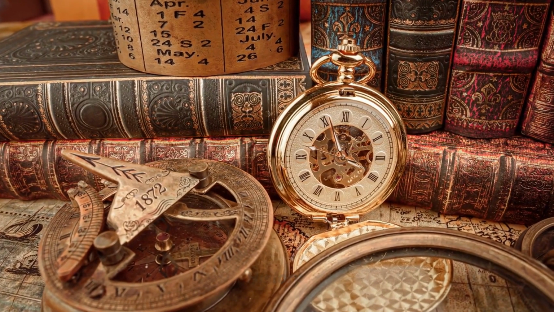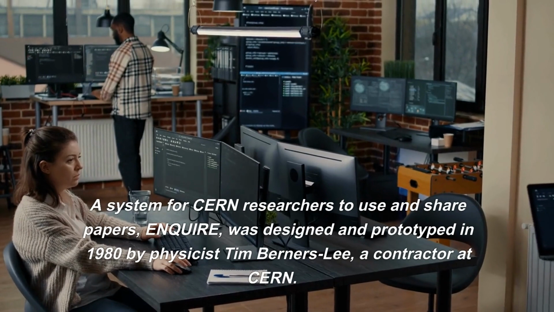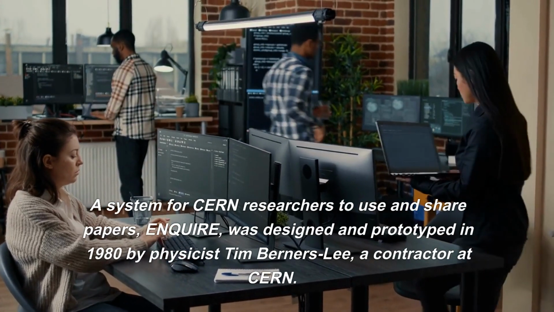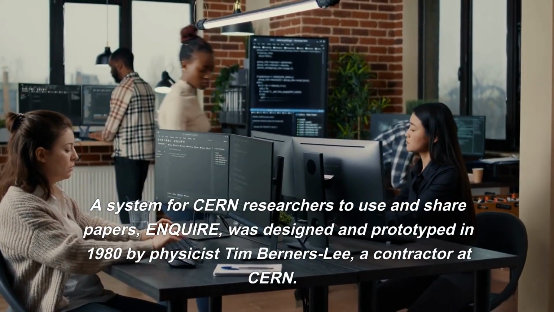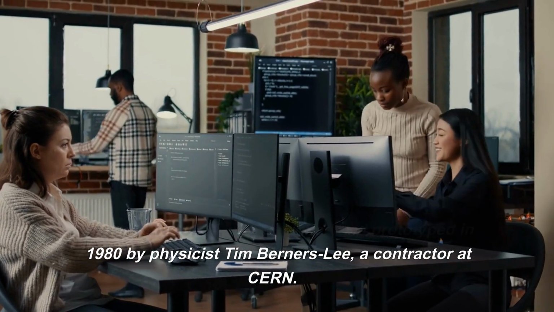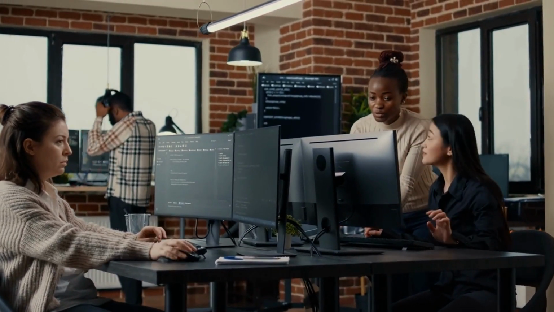History. A system for CERN researchers to use and share papers, Inquire, was designed and prototyped in 1980 by physicist Tim Berners-Lee, a contractor at CERN.